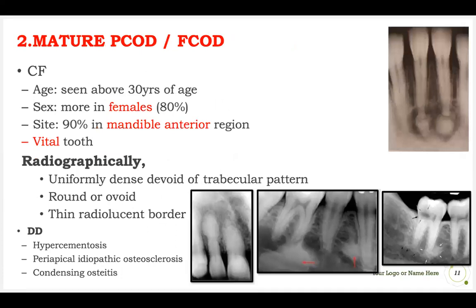The next kind of radiopacity is the mature periapical cemento-osseous dysplasia. The clinical features: usually seen in the age above 30 years. Gender, females, it is more common. Site is the anterior region of the mandible. Another important clinical feature is that the tooth will be vital. Differential diagnoses include hypercementosis, periapical idiopathic osteosclerosis, and condensing osteitis.